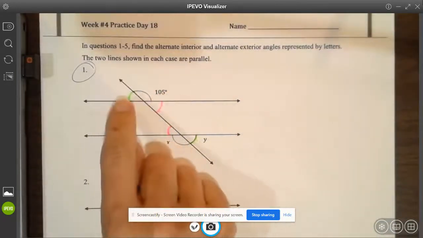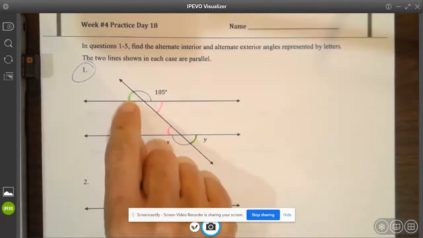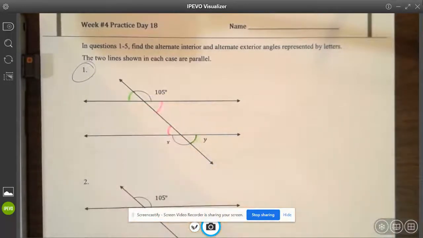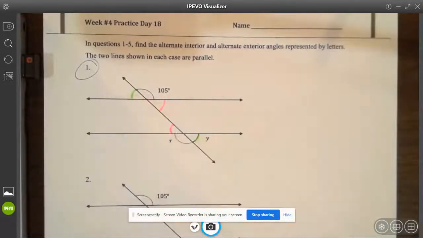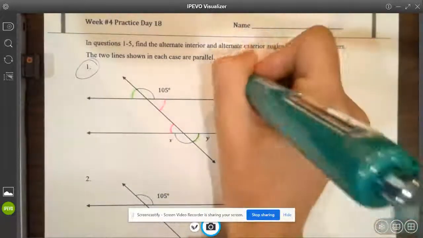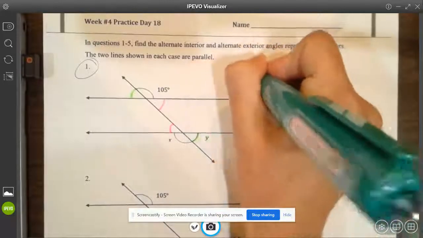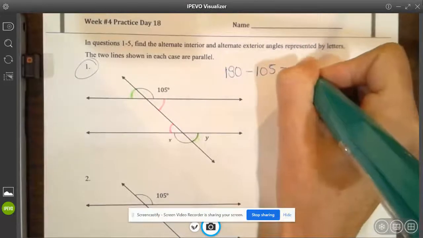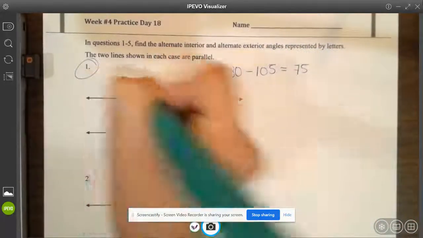All right, so with that, remember that last week we talked about two angles being supplementary, adding up to 180. So if we know that this is 105, then we can subtract 105 from 180 to get this angle. So what do we get? 180 minus 105, that is 75. So that means that this angle is 75 degrees.